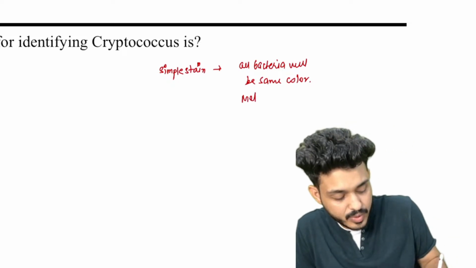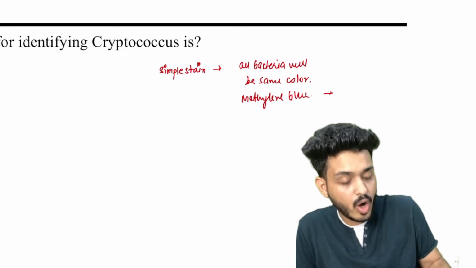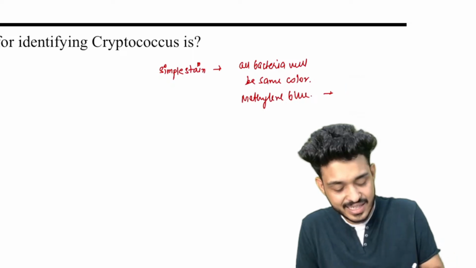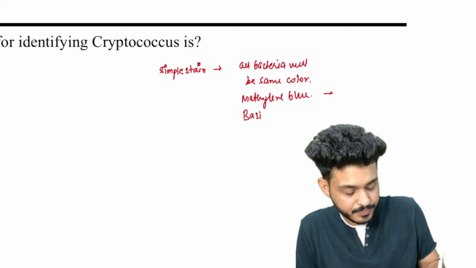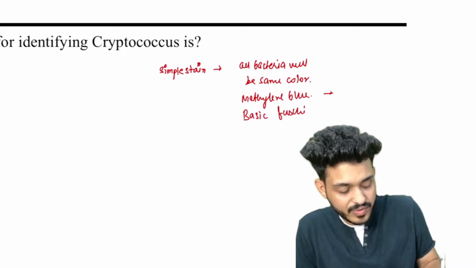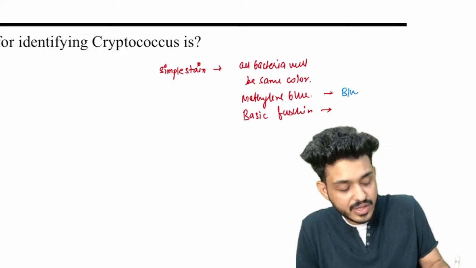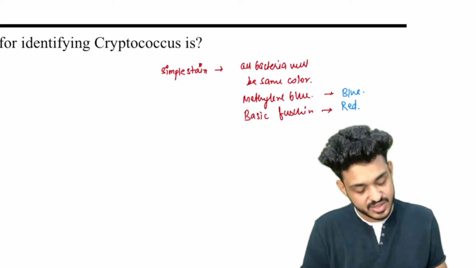For example, I am putting methylene blue. That means all the bacteria will be stained in the same color. If I am putting basic fuchsin, all the bacteria will be in the same color, right? Methylene blue will be giving you blue color, basic fuchsin will be giving you red color. This is your simple stain.